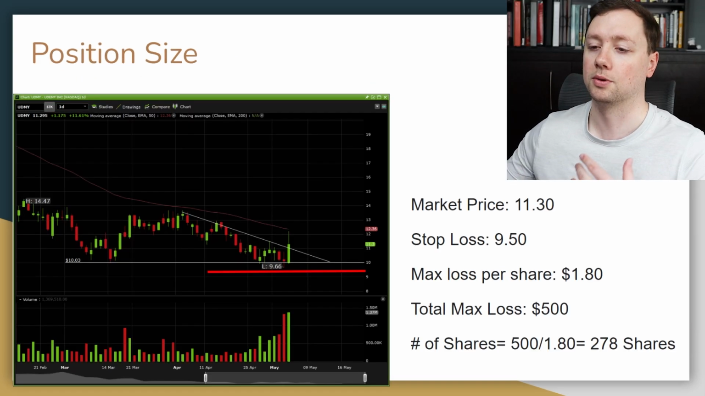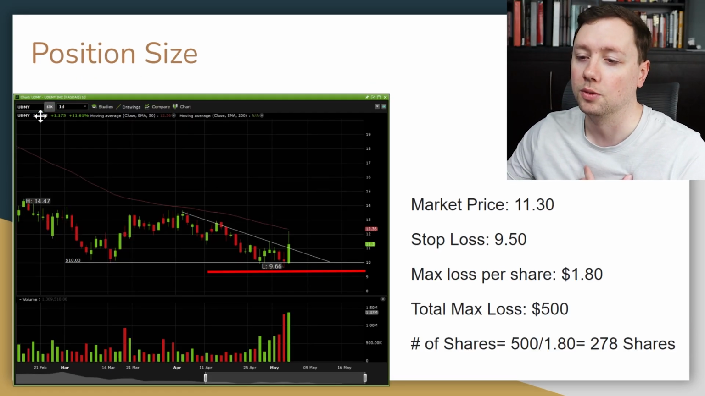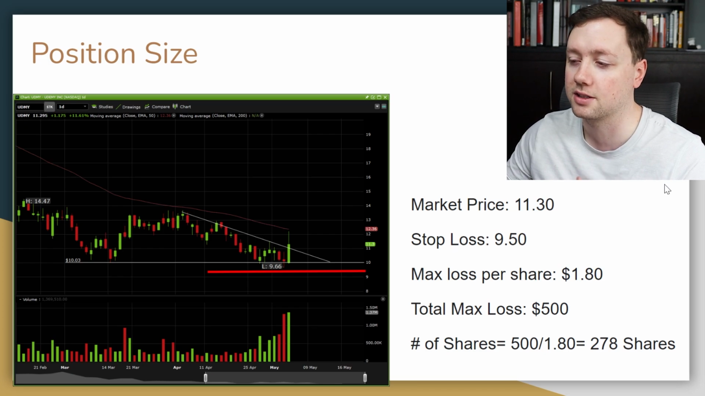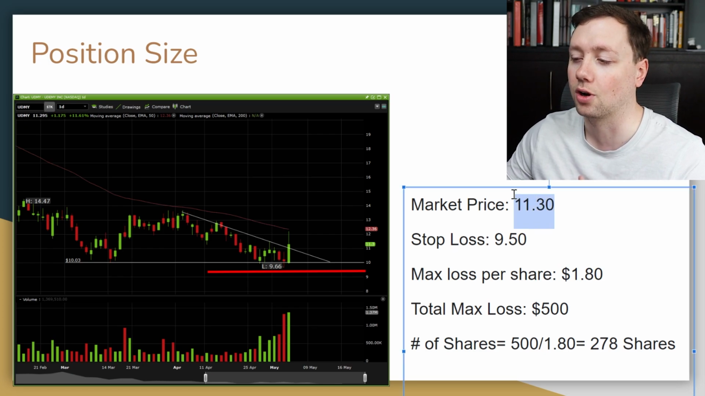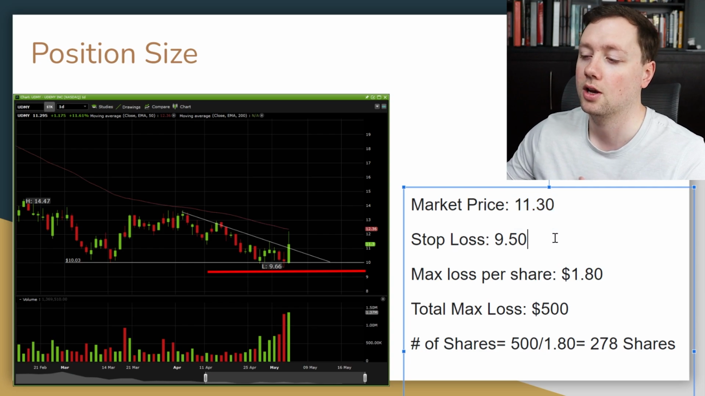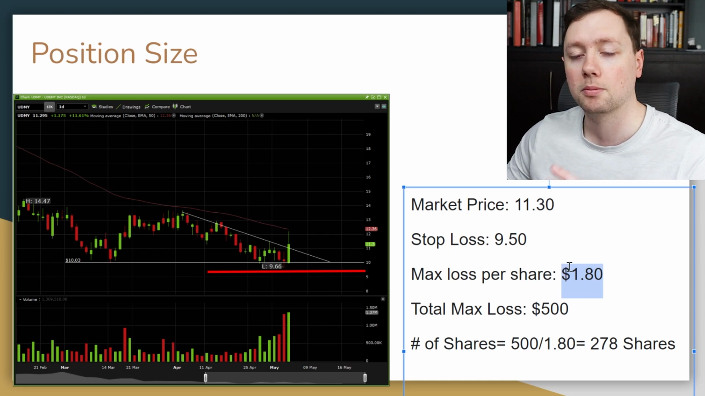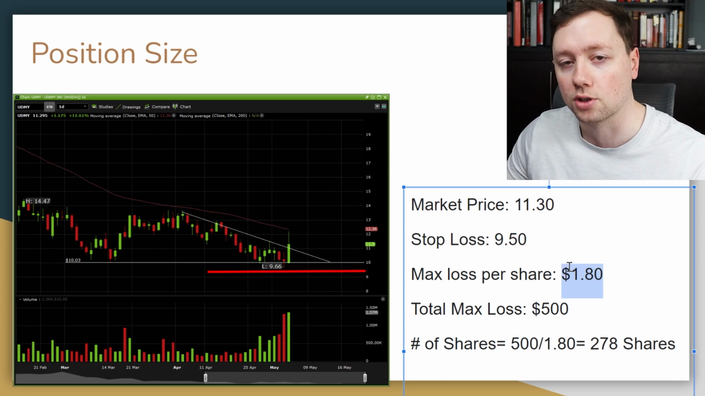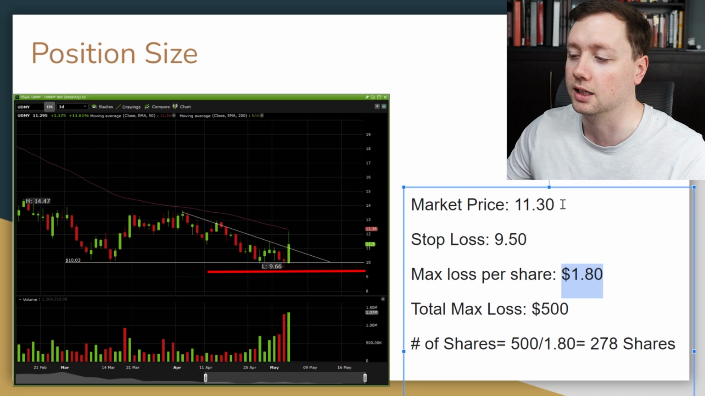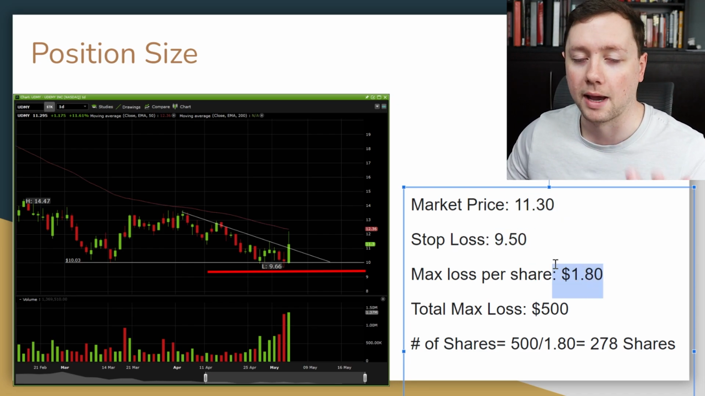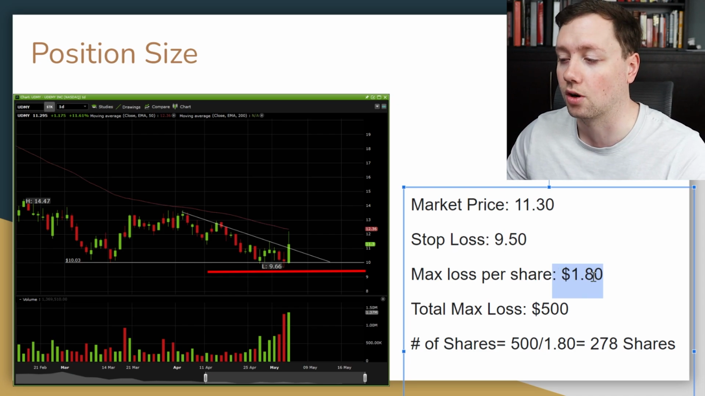So when we go back to our Udemy example here, we can see that the current price is $11.295. We're just going to round that up to $11.30 for easy math. We set our stop loss at $9.50, and so the maximum amount of money that we can lose on a per share basis is $1.80, right? If we enter at $11.30, our stop loss is at $9.50, the maximum amount of money we can lose is $1.80 per share.